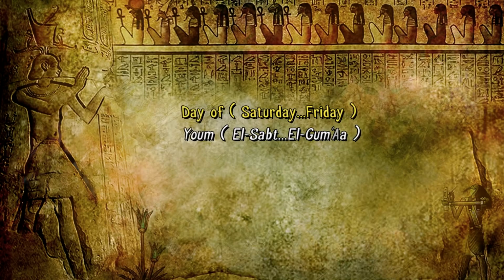So when we are talking about days, or talking with someone about days, we should add "day of" at the beginning, like يوم as we just had now. يوم السبت، يوم الجمعة. It's like day of Saturday or day of Friday.